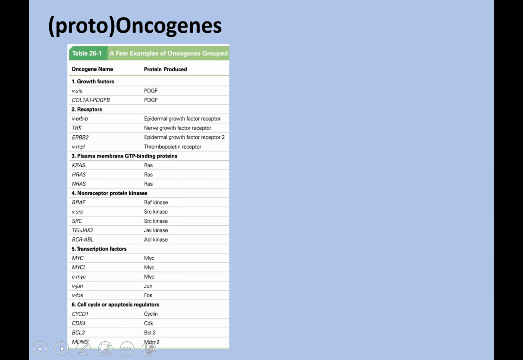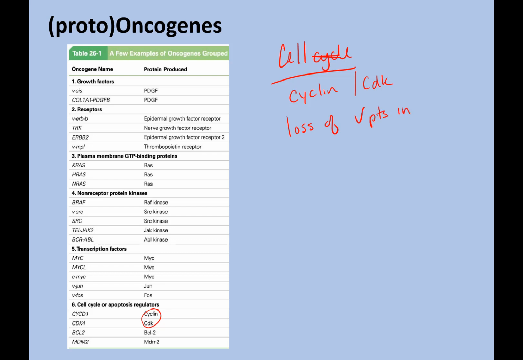And then this last class, cell cycle or apoptosis regulators. Okay, the cell cycle ones, you recognize cyclin and CDK, right? And you remember these are directly stimulating the cell cycle. So when you have these mutated, you have a loss of checkpoint control for the cell cycle.